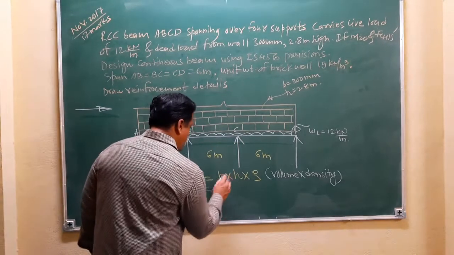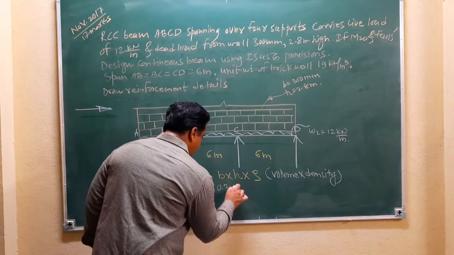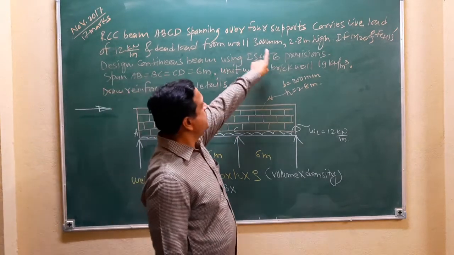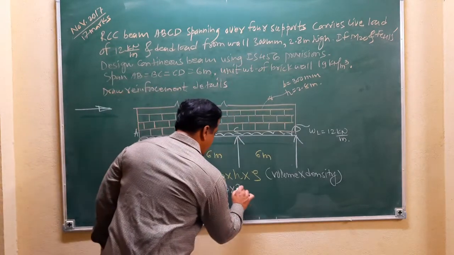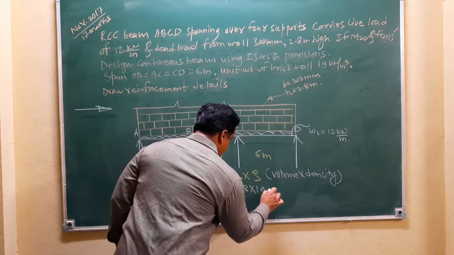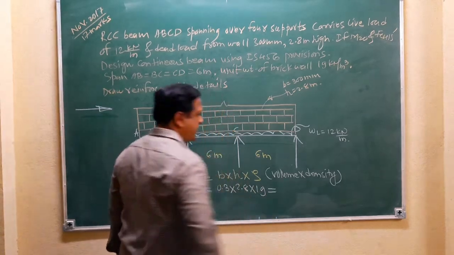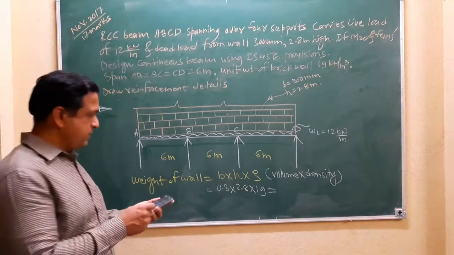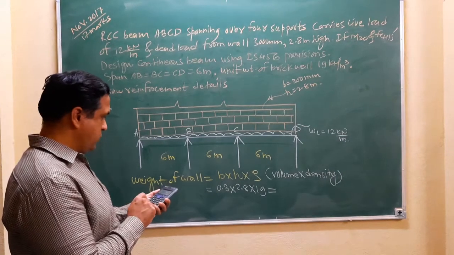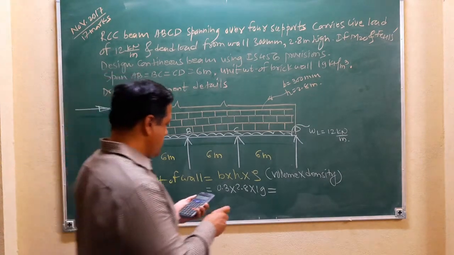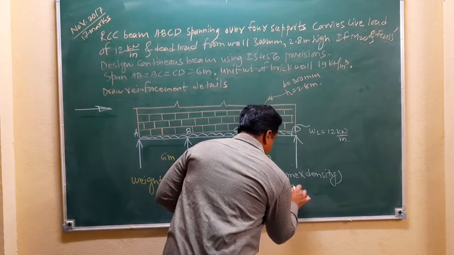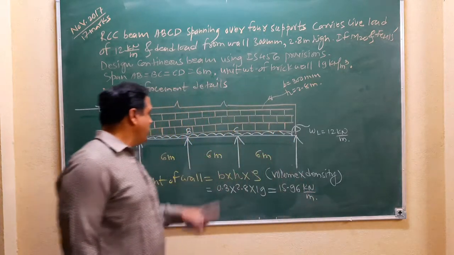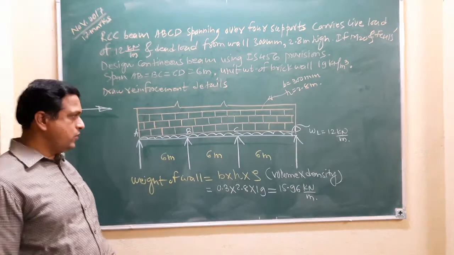So what is the width of the wall? Width of the wall is 0.3 meter, given in the question. Height is 2.8 meter and density is 19. So what is the weight of the wall in kilonewton per meter? It is 0.3 into 2.8 into 19. So this is 15.96 kilonewton per meter. This is the weight of the wall. You have to consider it as a dead load.